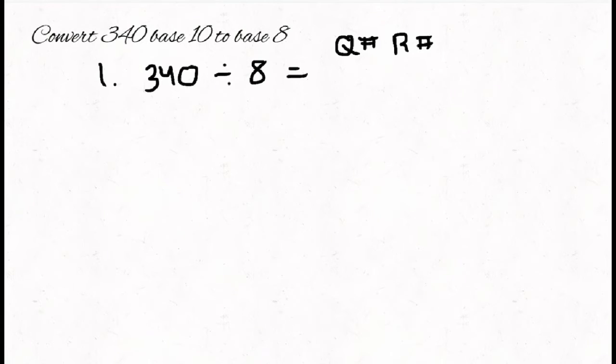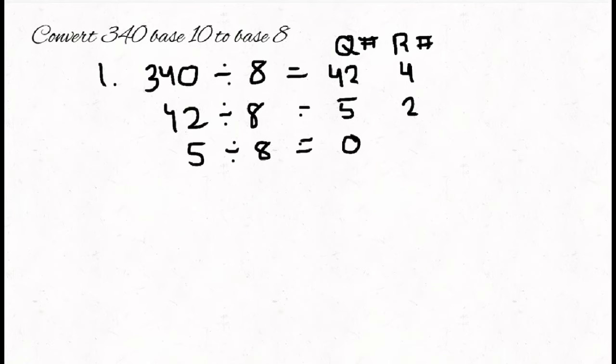We have an example: convert 340 base 10 to base 8. We start with 340 divided by 8. We write down the quotient number and remainder number: the quotient is 42, the remainder is 4. We take 42 divided by 8 again, which equals 5 with a remainder of 2. Then 5 divided by 8 equals 0, and the remainder is 5, the previous quotient, which is also the end remainder.